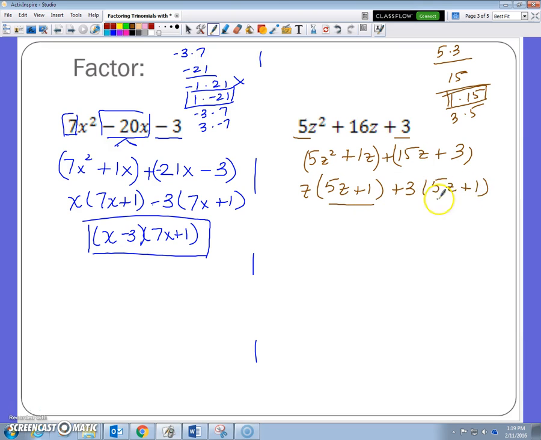Luckily, we have a 5z plus 1 that they share in common, so I can factor that out, and that leaves me with a z plus 3 for my second parenthesis. All right. So what we're doing is we're starting with the trinomial, and the reason we're changing how we're doing this is because of the leading coefficient. When you see that there's a leading coefficient there, and there's nothing to take a greatest common factor from, then we have to use this new roundabout way of factor by grouping.